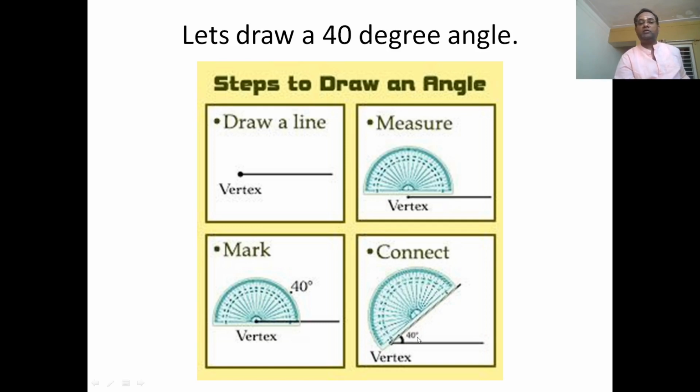Likewise children, you can draw any angle of a given measure. Only two things to remember. The center point of the bottom line of the protractor should coincide with the vertex and the bottom line should coincide with the bottom ray. That is the first thing. And second thing, you have to check which side the free end falls. If it falls towards the right of the vertex, then you are going to use the inner scale, and if it is falling towards the left of the vertex, you are going to use the outer scale.